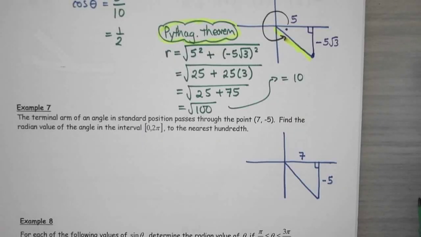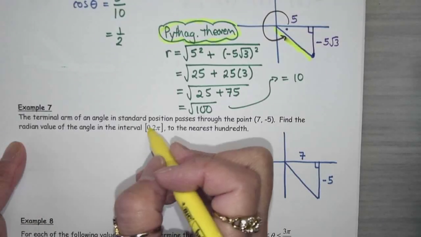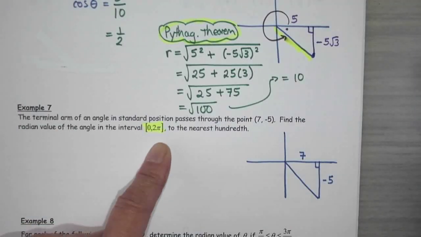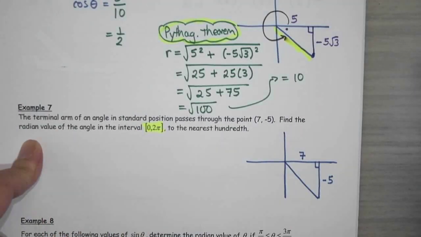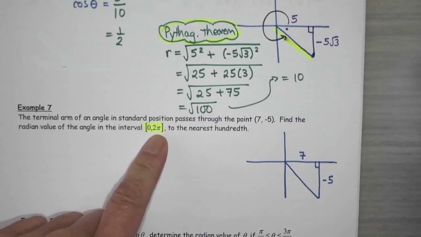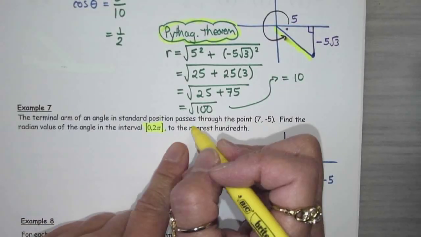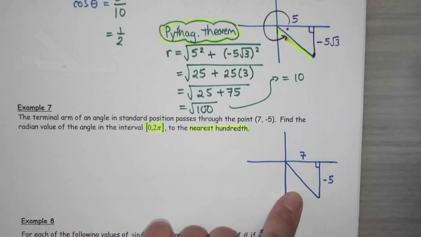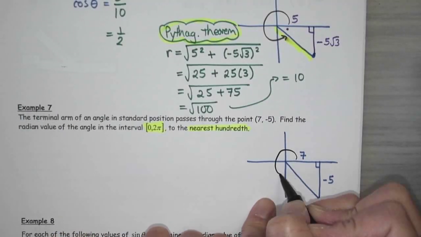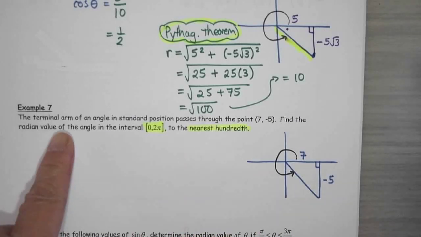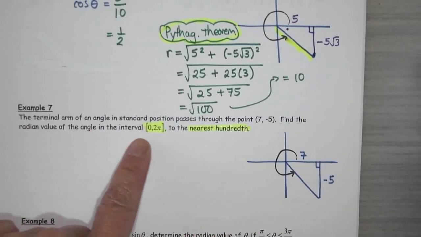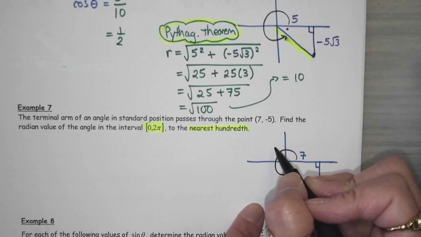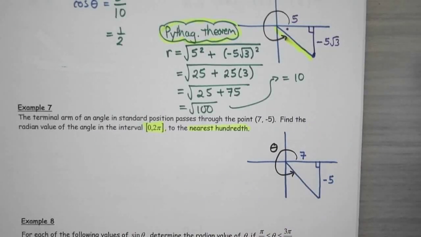Find the radian value. Okay, radian. It already tells me the interval, so that's the interval notation between 0 to 2 pi. That already tells me radian, so me saying radian value is already redundant. Of the angle to the nearest hundredth. Okay, so 2 decimal places. I'll keep 3. And again, this is already covered with the negative, and it's terminal arm, fine. Oh, what am I looking for? I'm looking for theta, not the ratio.